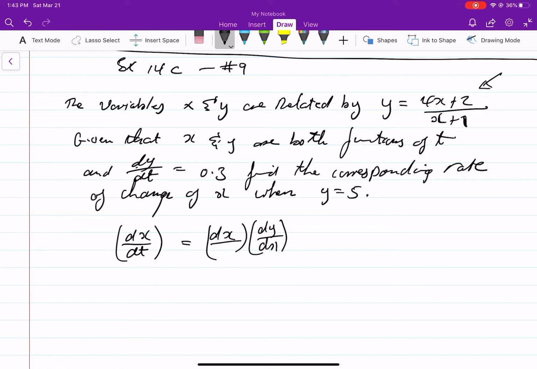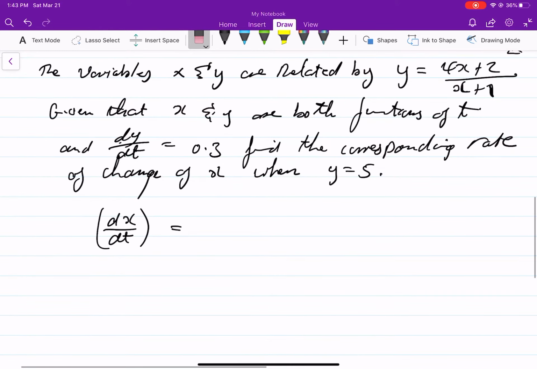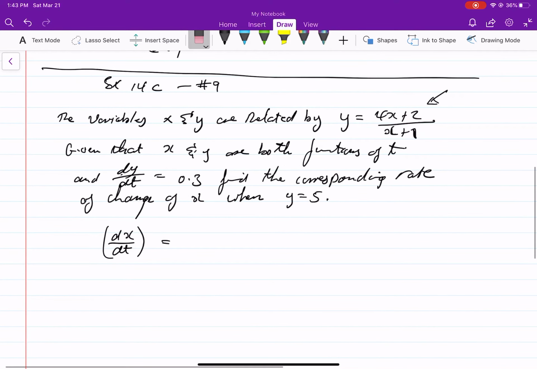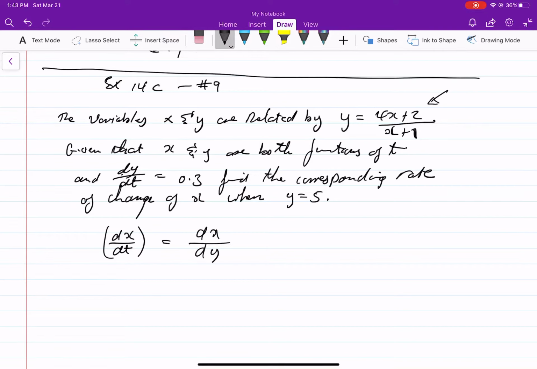I'm messing this up. dx/dt is equal to... all right, I'll get this. dx/dt has to be equal to dx/dy times dy/dt. There we go. Let's see if that makes sense. dx/dt: the dy will cancel with the dy, you get back the dx/dt.